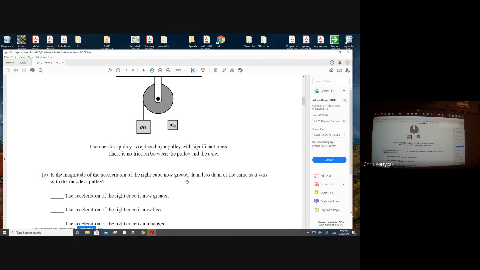They're essentially asking, will the system acceleration, doesn't matter whether it's the right cube or left cube, they always have the same acceleration once they're in motion. So they're essentially just saying, by adding a heavy-duty, solid pulley to this, where its mass and weight is not negligible, would the new acceleration be less, more, or the same as it was before?